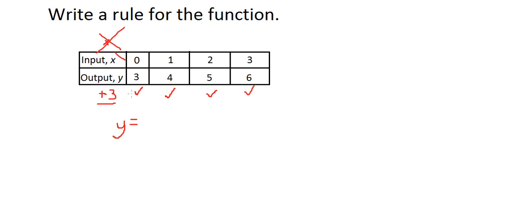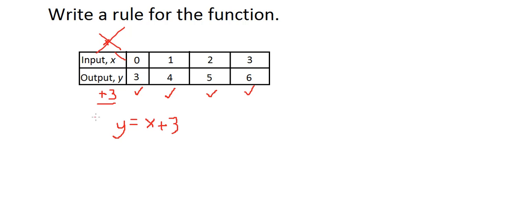Now, what are we adding 3 to? Well, we're adding 3 to the input, that's the x. So in order to get the output, that's what y equals, we take the x and we add 3. So our answer here would just be y equals x, our input, plus 3.